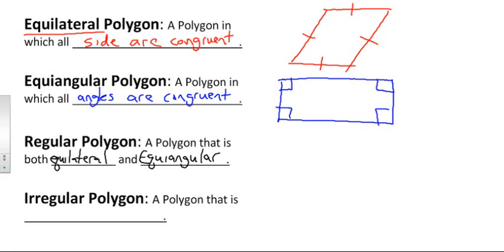An example of a polygon that is regular would be a square. A square is a four-sided object. All of its sides are congruent, so it's equilateral, and all of its angles are congruent, so it is equiangular. There are plenty of other objects that are regular as well. They're a little bit harder to draw here, but you could have a hexagon, for example, or an octagon. That would be regular as well.